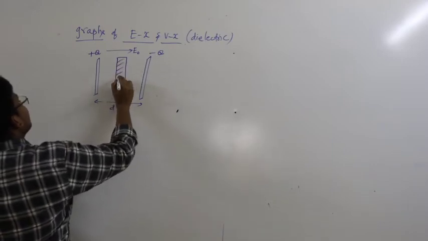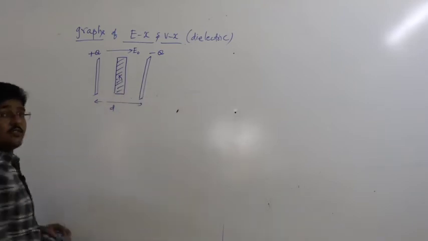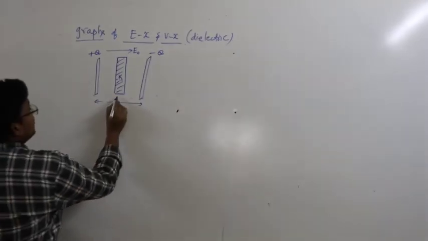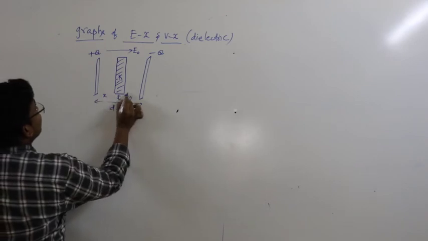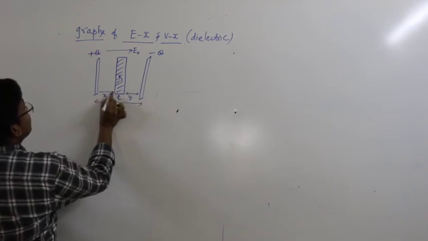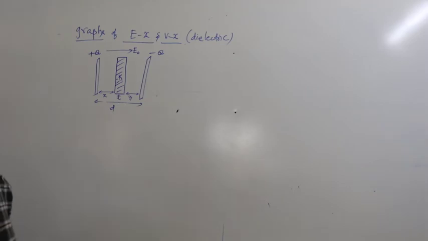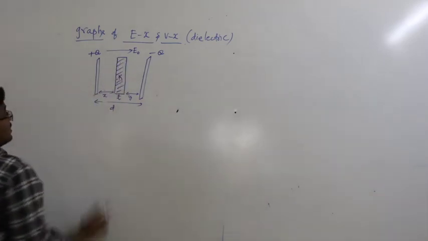So see here, I kept a dielectric of value K. What is the dielectric constant value? K. And this thickness is, let me take T, and this is X and this is Y. This distance is Y, this distance is X. Now, what is this? This is the dielectric.